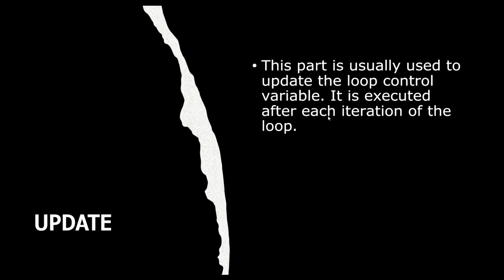So now our third step, the update. This part is usually used to update the loop control variable, and it is executed after each iteration of the loop. So it's pretty much what I just said. It just updates it.